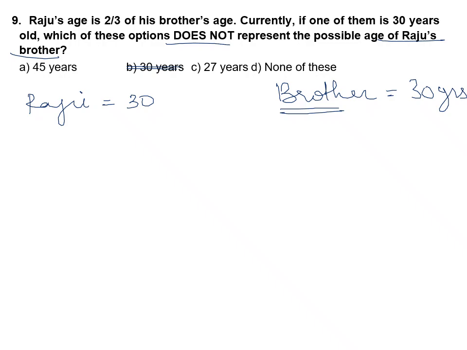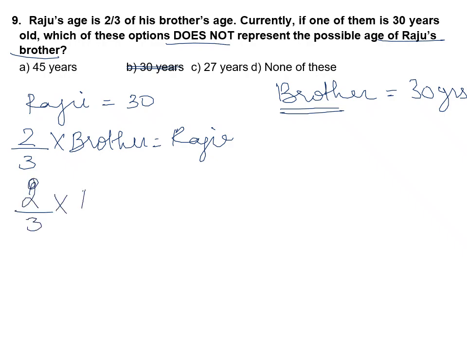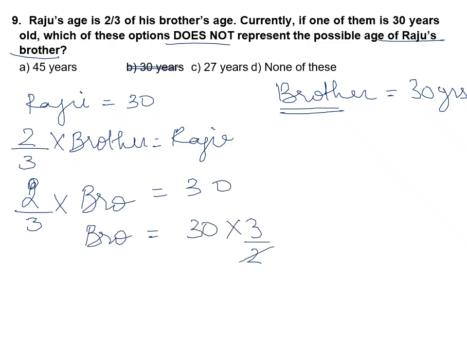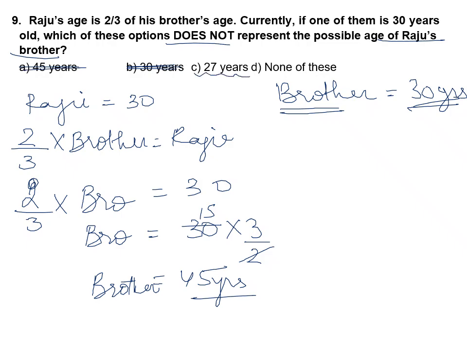And if Raju's age is 30, and this is 2/3 of brother's age, that means 2/3 of brother's age will be Raju's age, that is 30. So using a simple equation it will be 3 by 2, 2 into 15, that is 45. So either the brother is 45 years or the brother is 30 years. So 27 years came out in neither case. So that means which does not represent the possible age of Raju's brother will be 27 years.